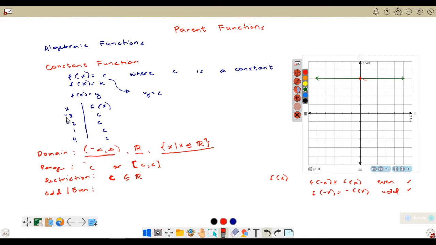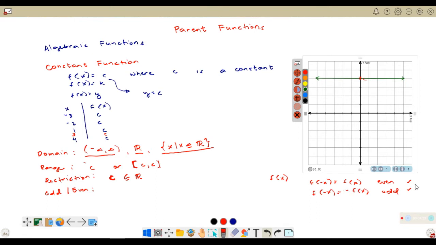If you substitute the values, wala pala ako ditong 3. Lagay natin dito 3. Di ba C pa rin siya? So if you substitute f of 3, it is C. If you substitute negative 3 for x, f of negative 3, you will still end up with C. So the value of f of negative x is still equal to f of x.